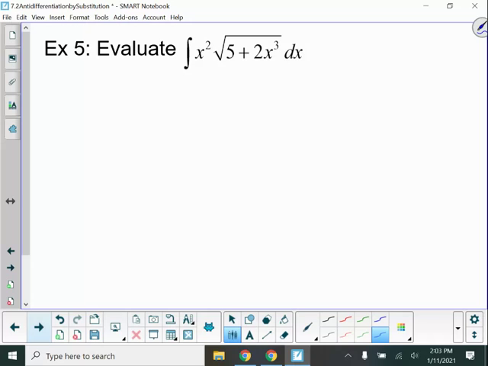So when you have two terms, because we have x squared times this radical function here, you want to look and see where the bigger exponent of x is. And I can see I have my bigger exponent inside. So that is typically going to be what we let our u equal. So u is going to equal 5 plus 2x to the third power.